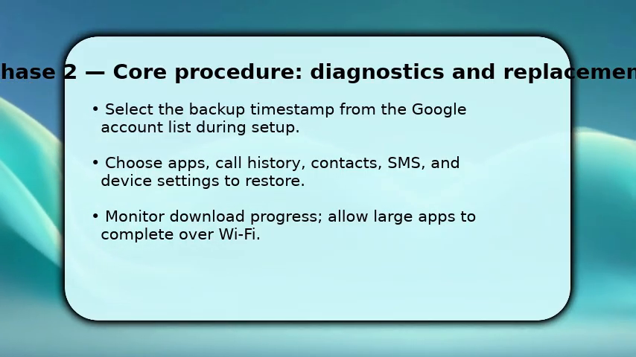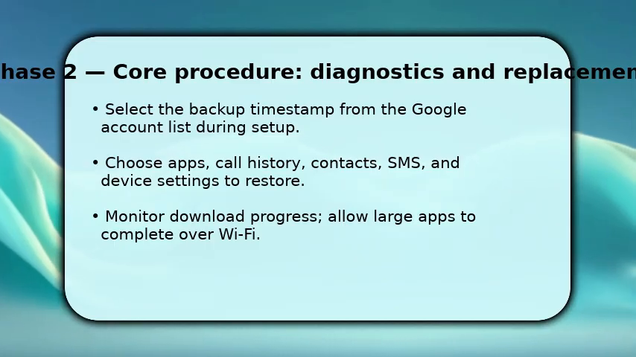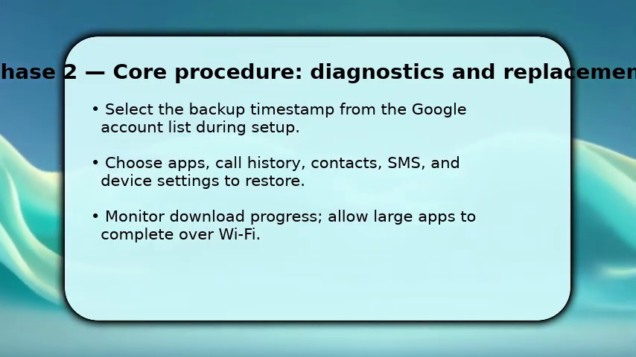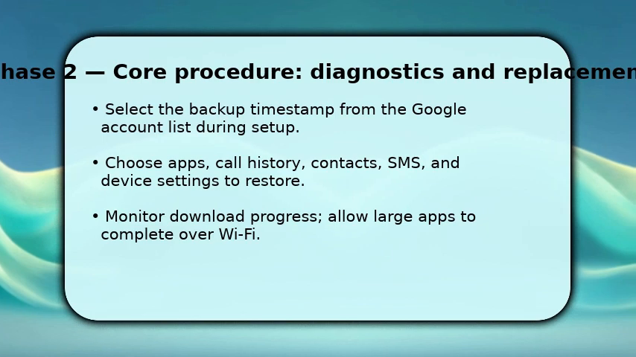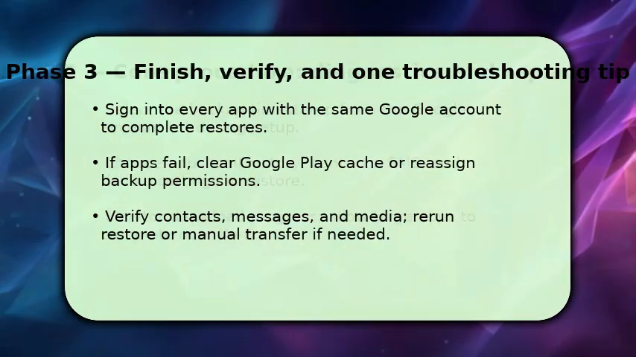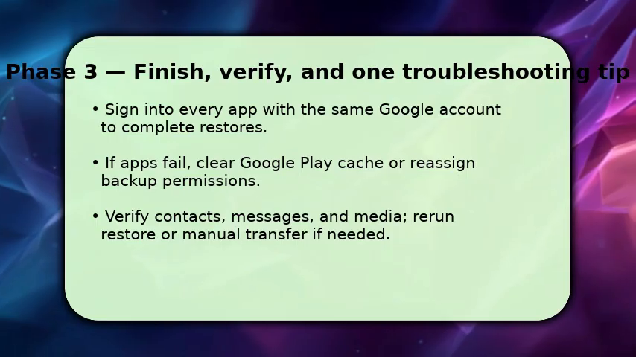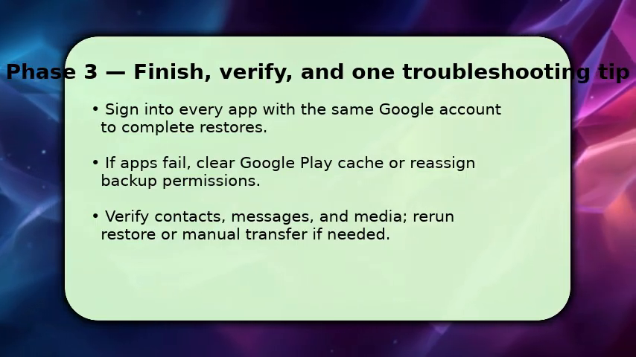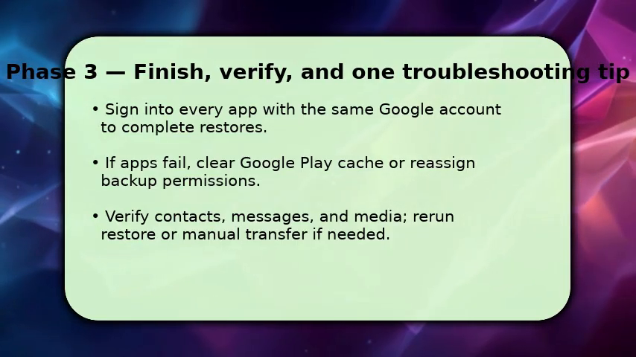Background media like Google Photos may sync separately. Therefore, open Photos and confirm backed-up items are visible, so you know nothing critical was skipped. To finish, sign into your Google account and then each restored app to reauthorize access. That lets app data reconnect properly.